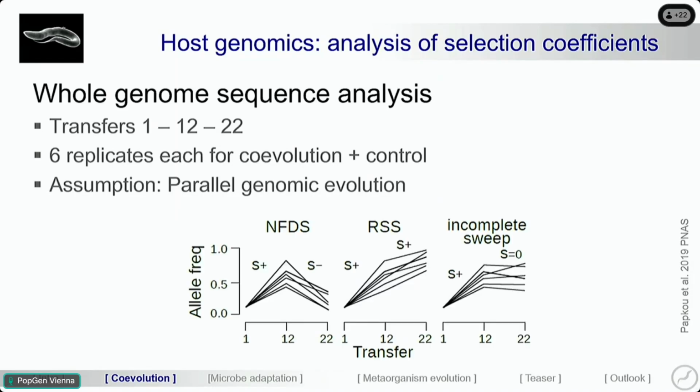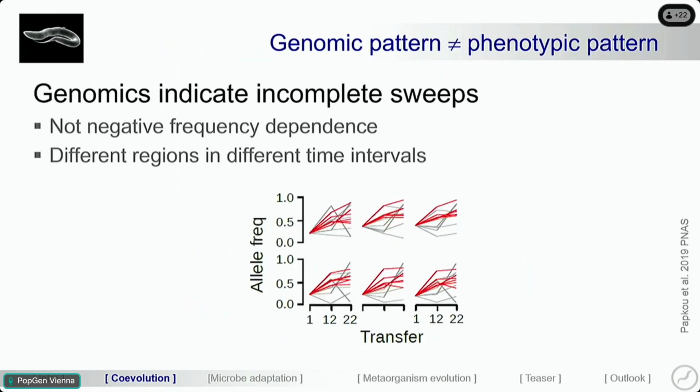And also as a reminder, if it's negative frequency dependent selection, we would expect over time a pattern like this, or mirrored, so something like this. If it's recurrent selective sweeps, we would expect that something only goes up, but we may also see something like incomplete sweeps. And cutting a long story short, I want to show you more data. In the majority of cases across the genome, we saw a pattern of incomplete selective sweeps.